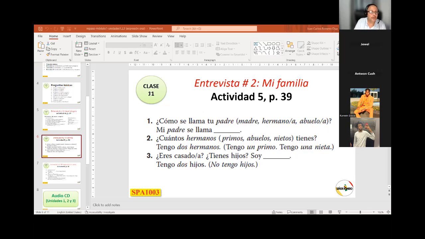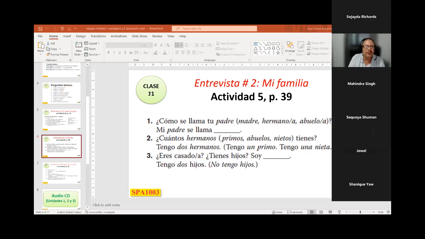Hijos. This word is hard to pronounce for you, and I don't know why, because hijo: the H is silent, and the J sounds like the H. So, hijo, or hija. Hijo, son. Hija, daughter. Most of you are single and very young, 17 or 18 years old. I don't think many of you have kids, but anyhow.